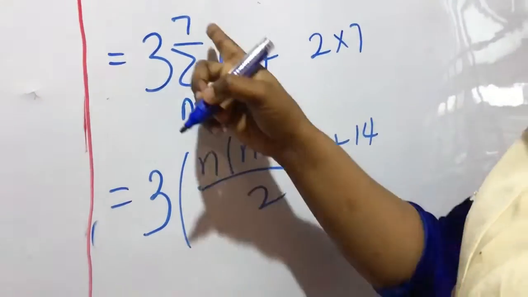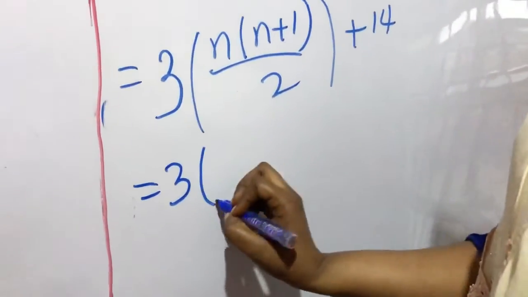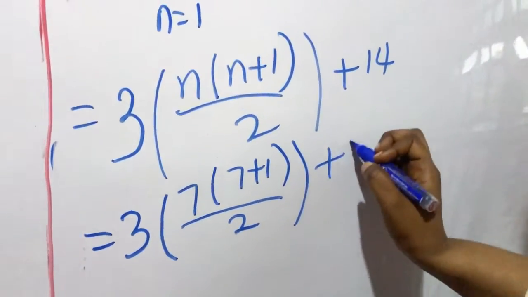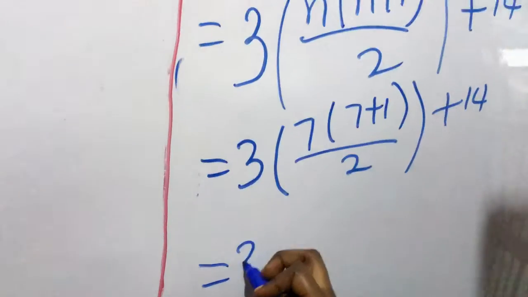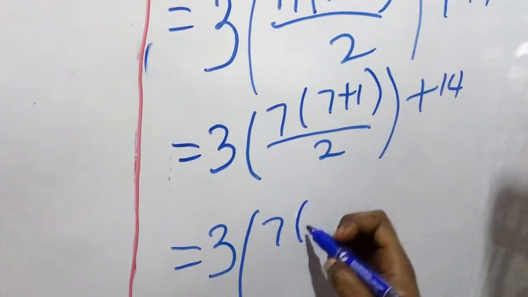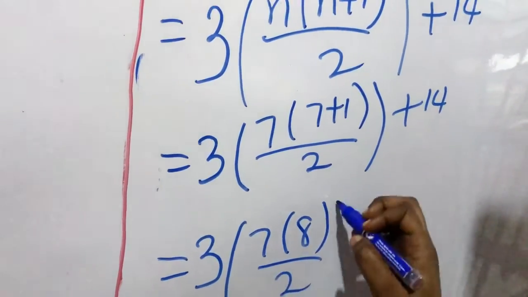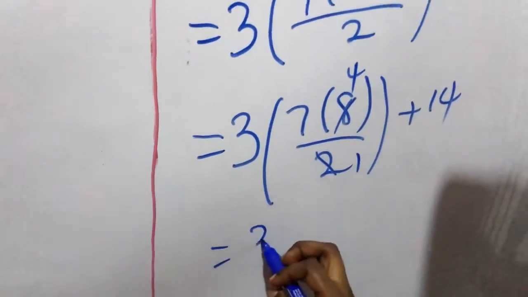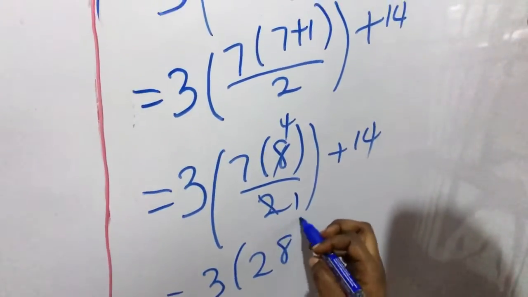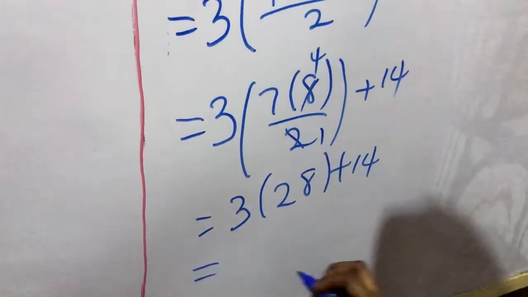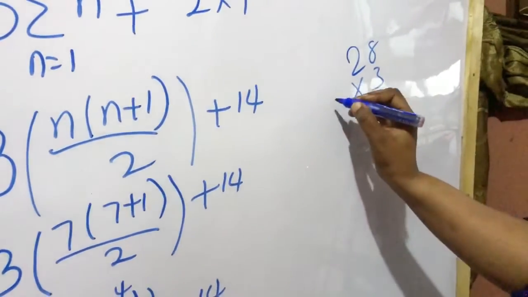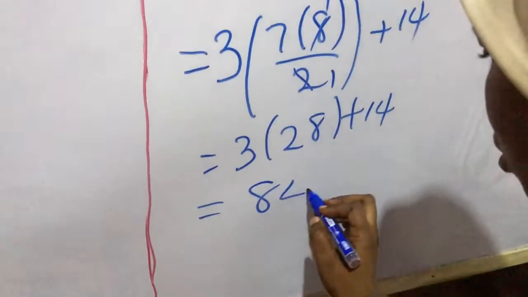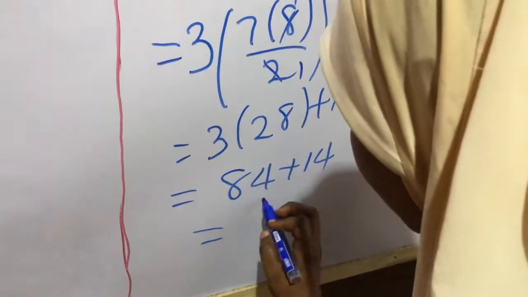So wherever we see n, we're going to put 7. So it's equal to 3 into bracket 7 multiplied by 7 plus 1, everything over 2, then plus 14. So 3 into bracket 7 multiplied by 8, divided by 2, plus 14. So 2 here 1, 2 here 4. So 3 multiplied by 28 and plus 14. So which will give me 28 multiplied by 3. This is 24, 6, 8, 84. 84 plus 14, and that is 98.